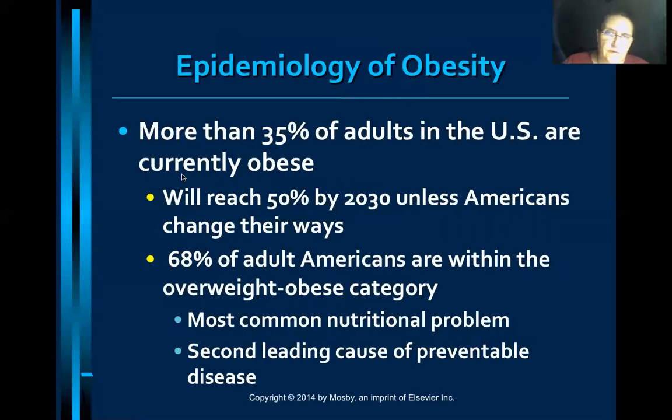More than 35% of adults in the United States are currently obese. This will reach 50% by 2030, unless Americans change their ways. 68% of adult Americans are within the overweight or obese category, and it is the most common nutritional problem. It is also the second leading cause of preventable disease. Smoking is the number one leading cause of preventable disease in the United States.